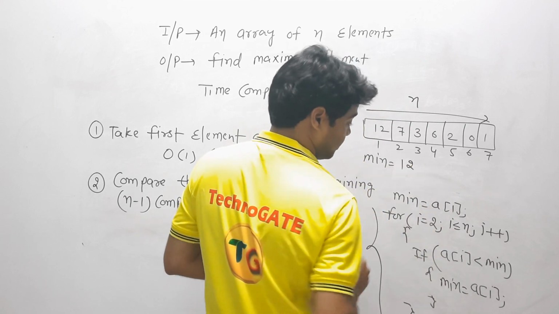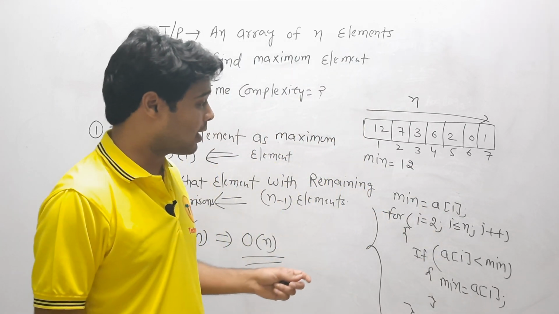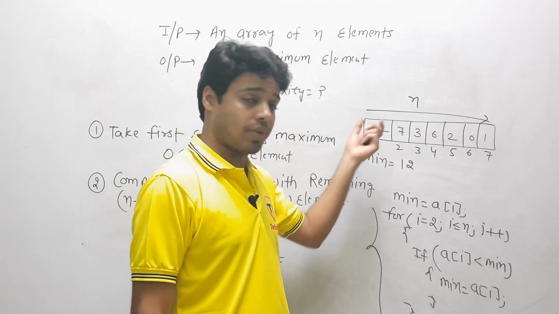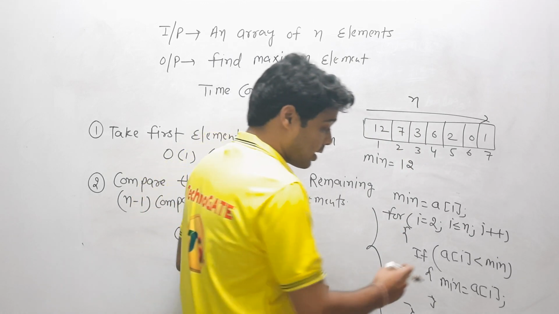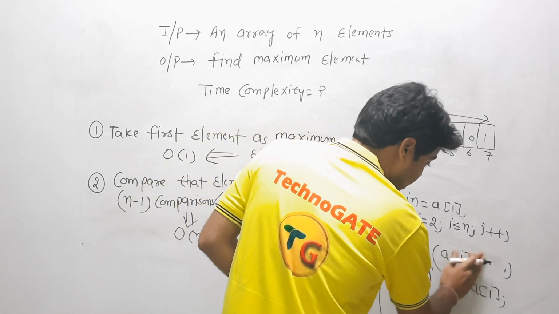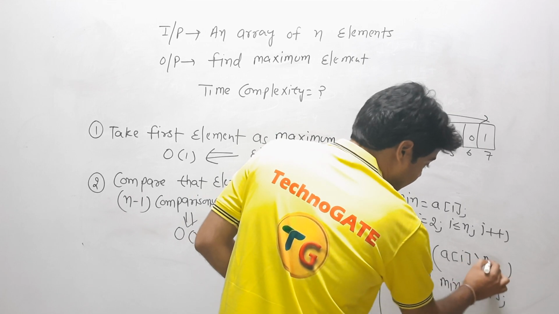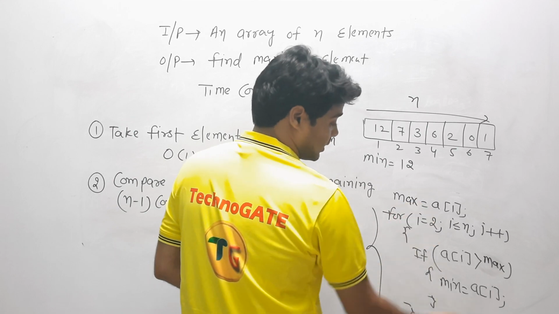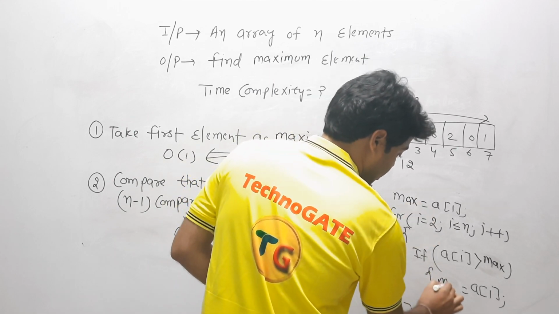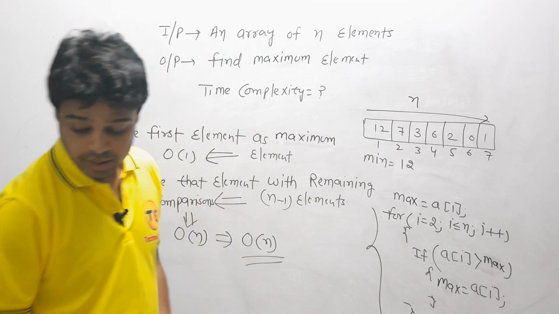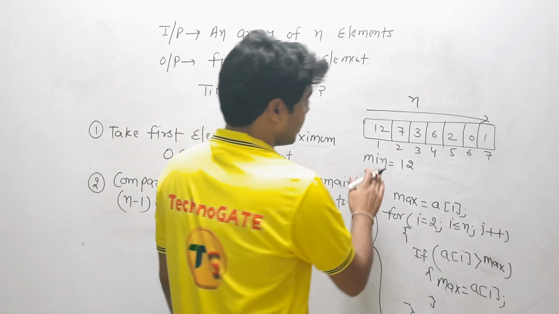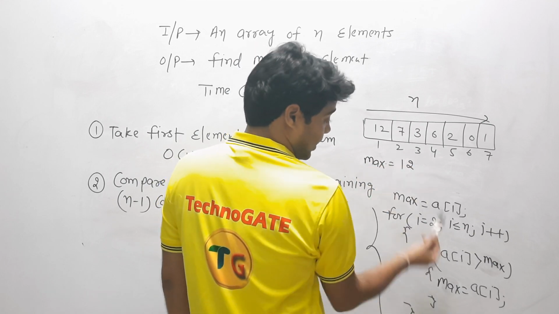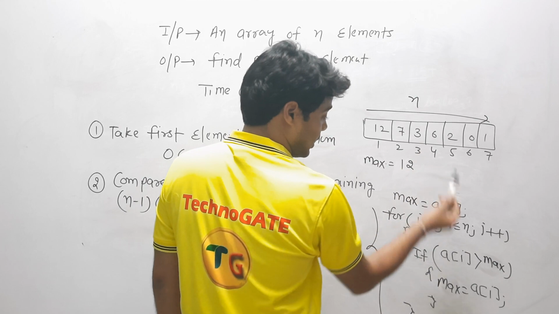The first one is 12. Now 12 is compared with all other elements. If any element greater than 12 is found, then update that variable. So if a of i is greater than maximum, then update the maximum. Now execute this loop. Maximum is the first element. Is 7 greater than maximum? No. Is 3 greater than maximum? No.